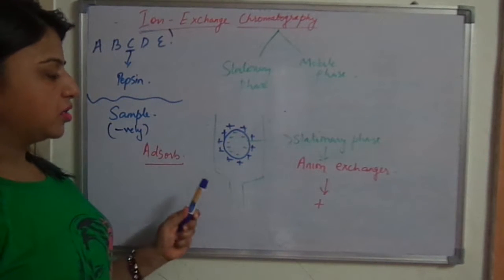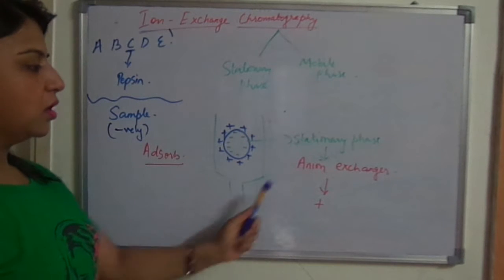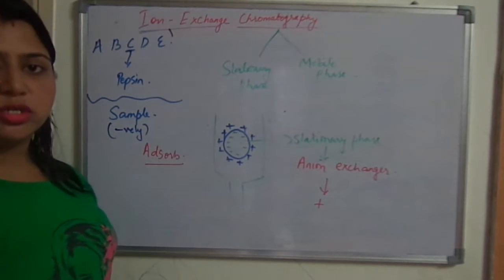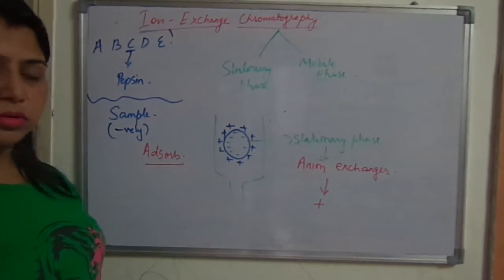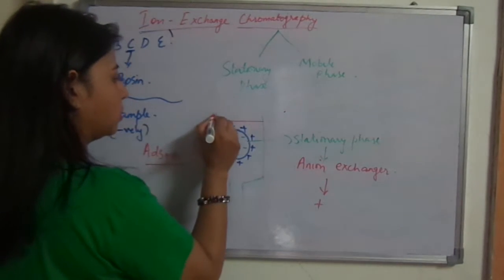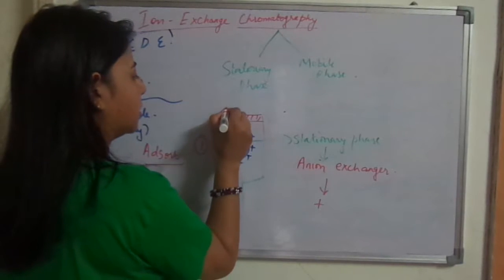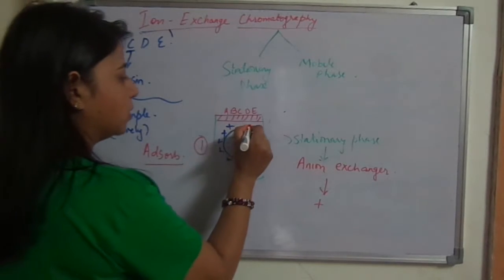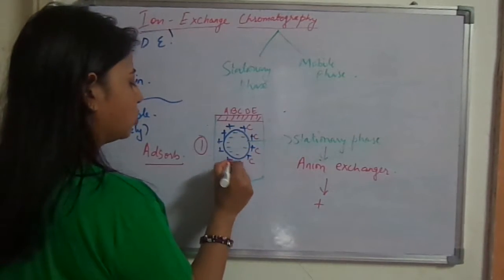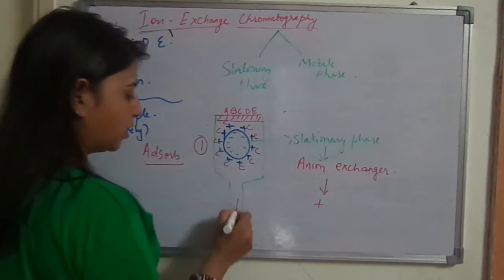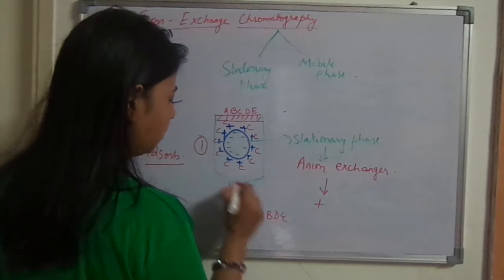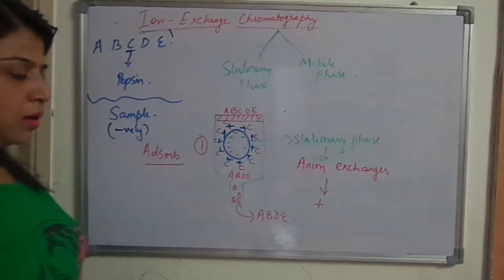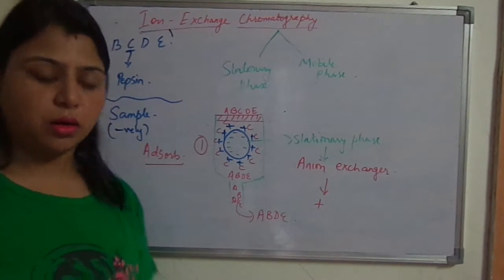First step of any ion exchange chromatography, prepare the stationary phase. If it is anion exchange chromatography, fill up the anion exchanger that is positively charged inside the glass column, right? Now this was step 1. Step 2, you apply this sample containing A, B, C, D and E onto its surface. What will happen? C will come and it will bind to this positive charge, and A, B, D and E will be eluted out. Clear?